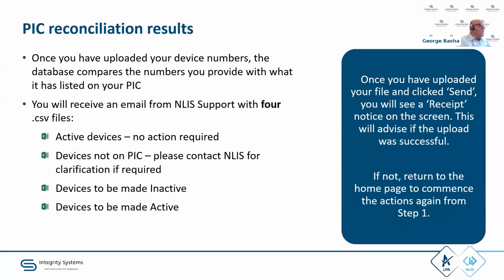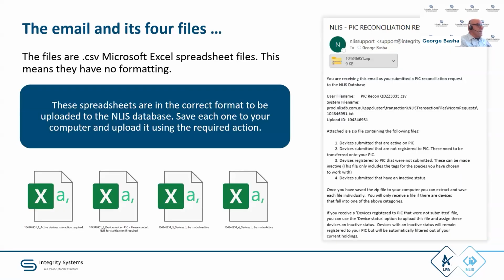Next slide, please. As I said, you get an email. It comes in a zip file, like it's shown on the right-hand side. And when you double-click on it, you get 4 attachments. And those are the 4 attachments which I went through before, and I will demonstrate that. Next slide, please.